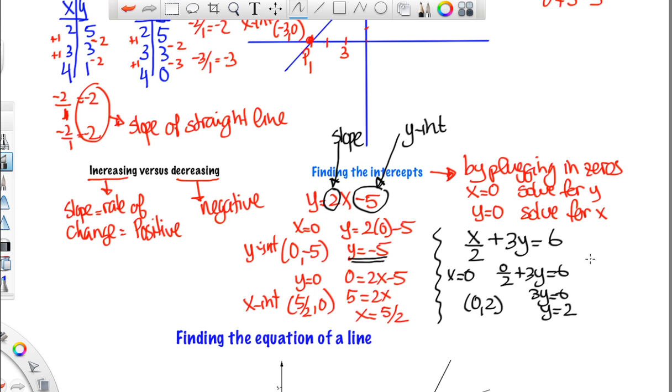Or you can say y is 0. So if y is 0, you would get x divided by 2 plus 3 times 0 is 6. So that means x over 2 is 6, so x must be 12. So there's an intercept at (12, 0) as well. So this is your x-intercept, and for this one, this is your y-intercept.